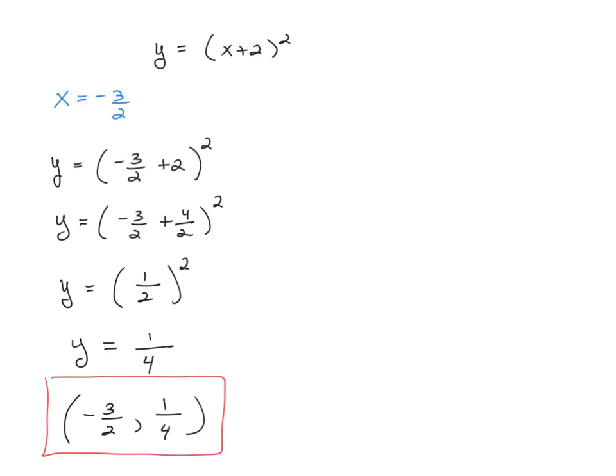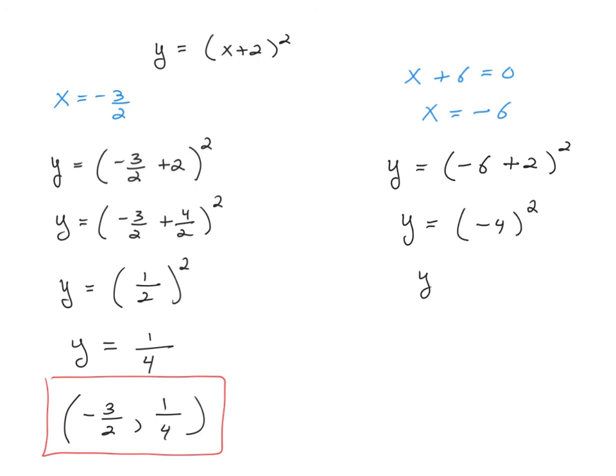Now, the other equation was x plus 6 is equal to 0, or x is equal to negative 6. Let's find the corresponding y value. y is equal to, okay, (negative 6 plus 2) squared, or if we add inside the parentheses, that's really negative 4 squared, which changes to a positive 16. So the solution from this point is negative 6 for x, 16 for y, and this is the second solution to the system.